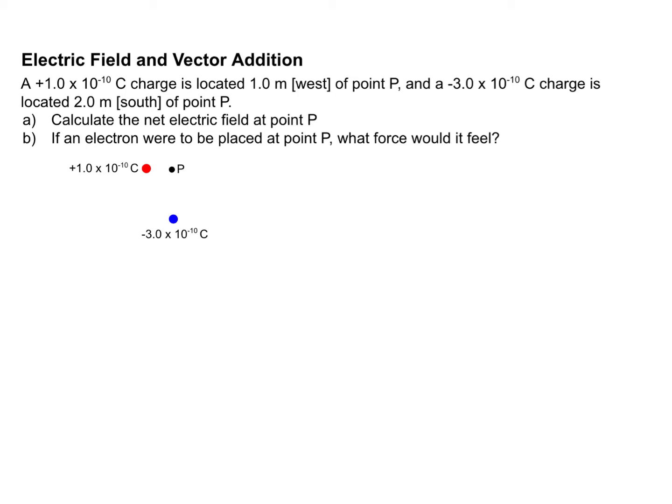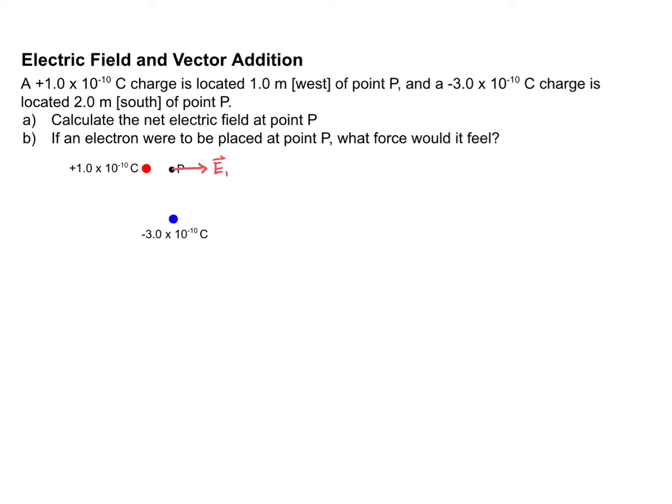So I'm simply going to calculate the field created by the red charge at point P, and then I'll calculate the field created by the blue charge at point P, and then I'll add the two together. But I have to add them in vector addition because, well, they're vectors. Okay, so let's start with the red charge. The red charge, it's a positive charge, so it will create an electric field that's to the right. I'm going to call that E subscript 1, standing for the first charge. I know it points to the right because it's going to point directly away from a positive charge.